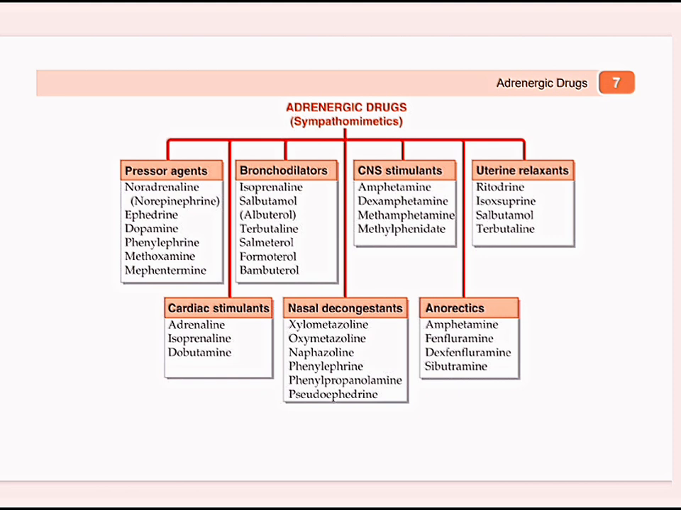And the next class is nasal decongestants. It includes xylometazoline, oxymetazoline, naphazoline, phenylephrine, etc. And the last class is our anorectics. Anorectics include amphetamine, fenfluramine, dexfenfluramine, sibutramine, etc. All these are the adrenergic drugs or sympathomimetic drugs.